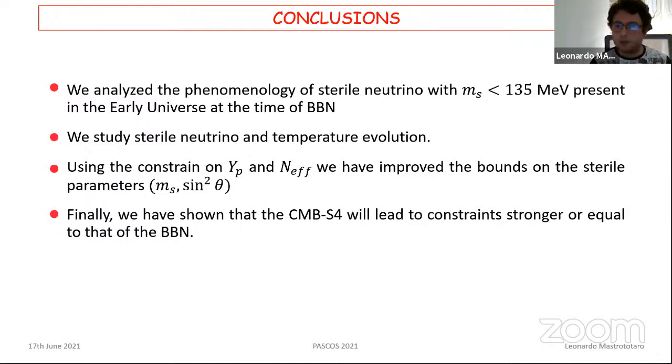We have studied the evolution of active neutrinos and temperature that depends on the stellar neutrino that we had in the standard model picture. We have calculated epsilon p and then effective to find some bounds that one can obtain. And finally, we have shown also the forecast of the future CMB S4 experiments.